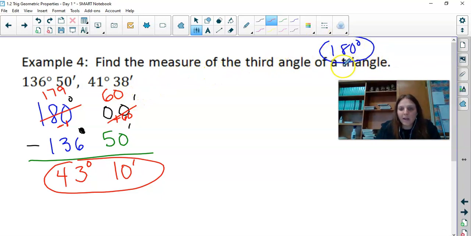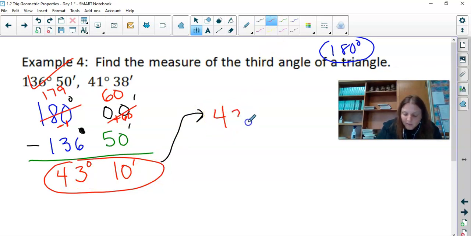So if I have 180 and I subtract out one angle already, in order to find out what's left, I'm going to also have to subtract out this other angle. You could technically put this 41 38 right below this other one, but just to make this a little neater looking, I'm going to write this answer off to the side because I'm going to be doing this subtraction problem here one more time.